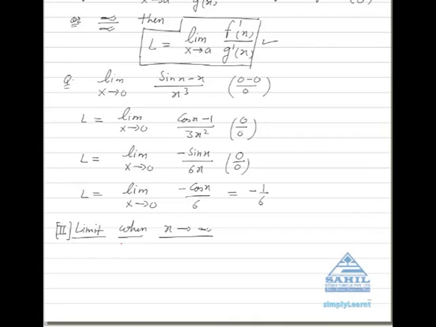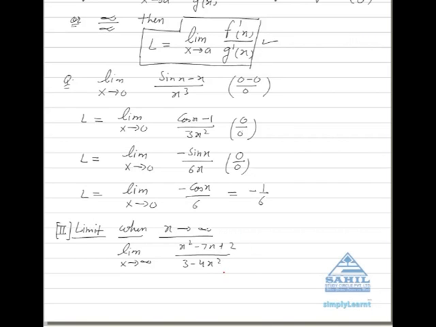For this, limit x tending towards infinity of (x² − 7x + 2)/(3 − 4x²). Now what is the answer for this? It is of the form infinity by infinity.